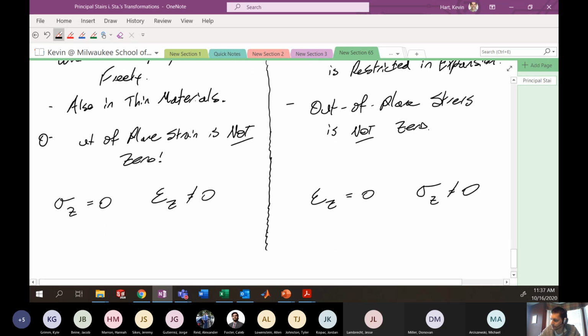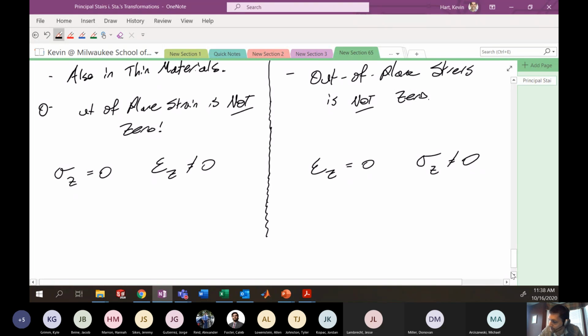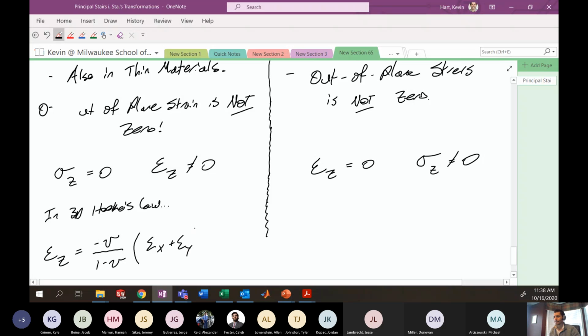And we can actually see this if we use the Hooke's law in 3D that we sort of wrote previously. So what actually is the strain in the z dimension if we have plane stress? So in this situation, by Hooke's law, we drew this before. You would have negative nu over 1 minus nu times epsilon x plus epsilon y. That would be your calculation of the out of plane strain components if you had plane stress.